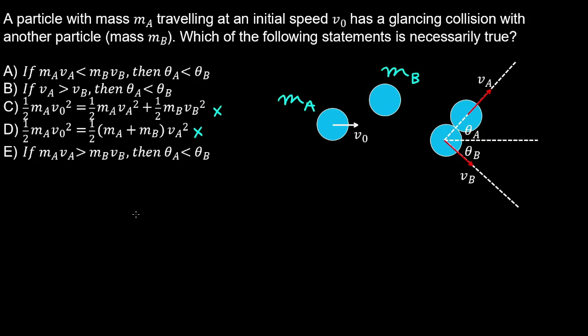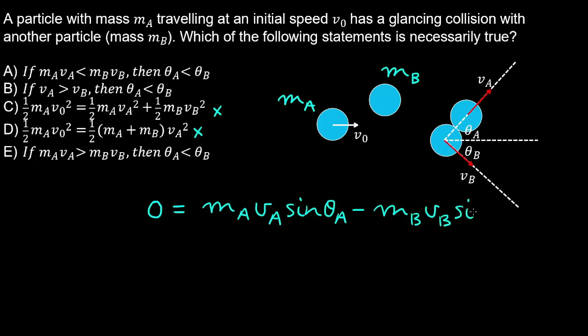And if we do a conservation of momentum in the vertical direction, we have the initial momentum of the system in the vertical direction is equal to the final momentum. So we have mass A by velocity A sine theta A minus mass B by velocity B by sine theta B.